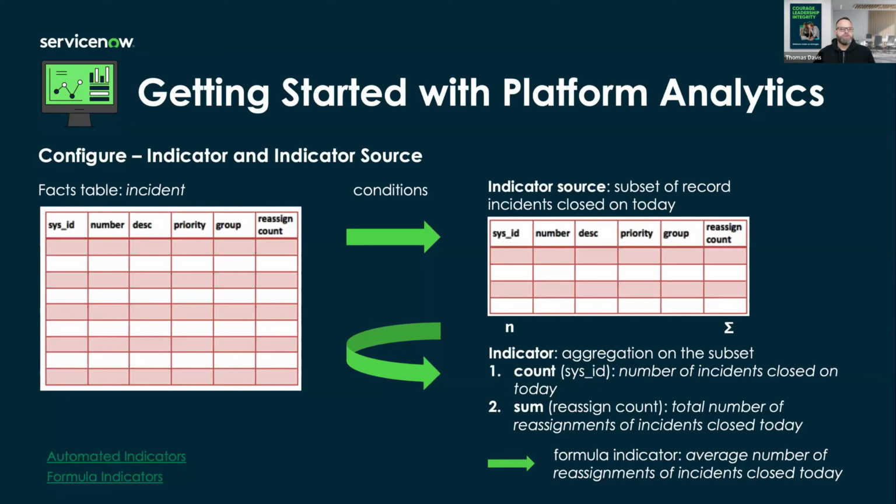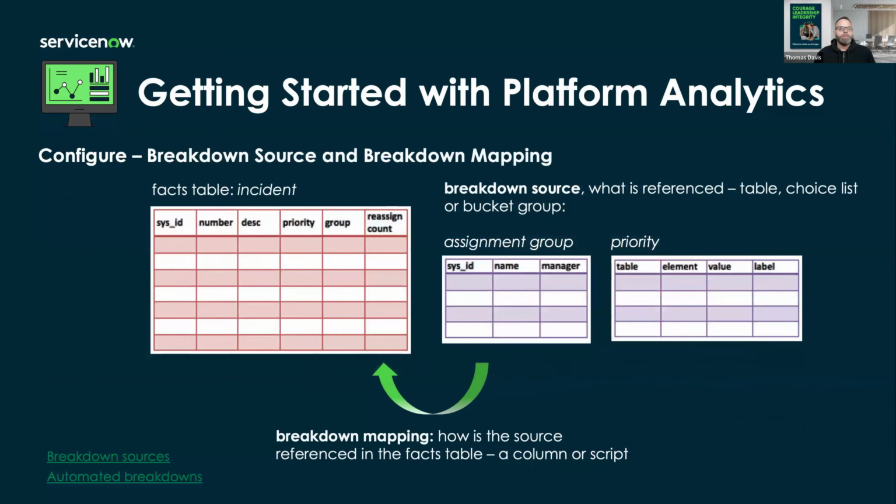And obviously, there are some links here where you can look at automated indicators and formula indicators. And I'll make sure that there's one for indicator sources as well. And then with breakdown sources and breakdown mappings, it's really important to understand the way this works. So when you create a breakdown source, you also need to make sure that you create a mapping.